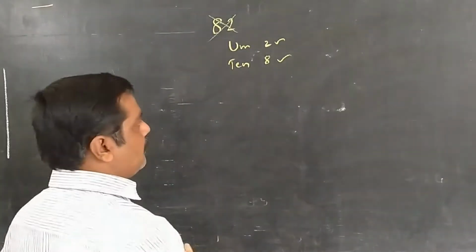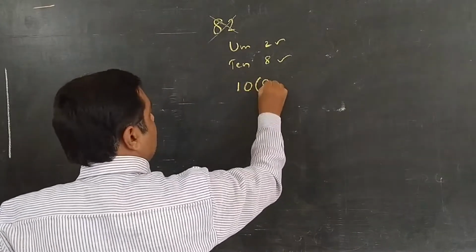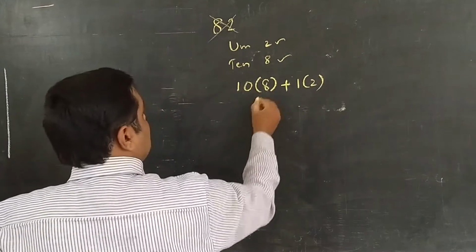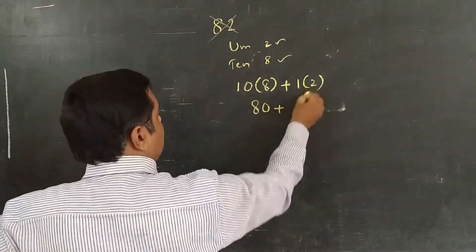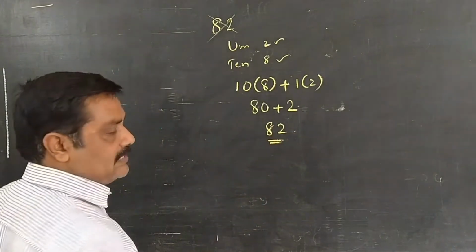How to make the number? Tens place is 8 means 10 into 8. Ones place is 2 means 1 into 2. Then 10 eights are 80 plus 1 two is 2. It is 82. Is it clear?